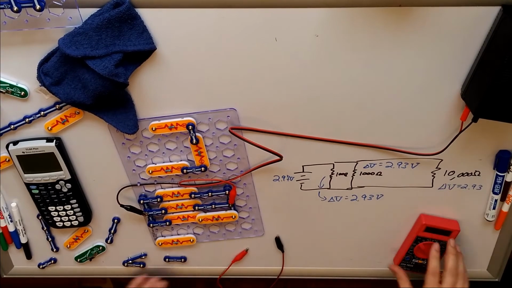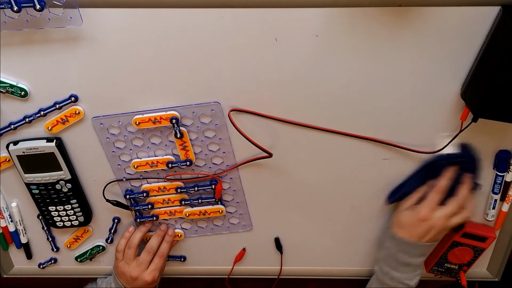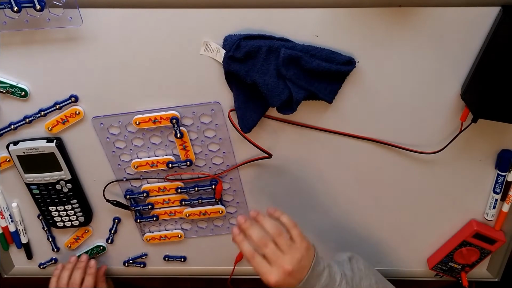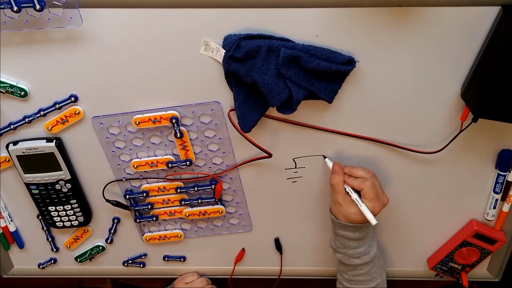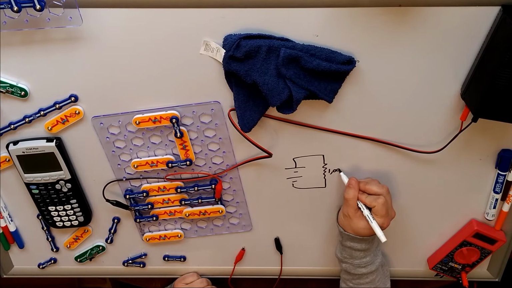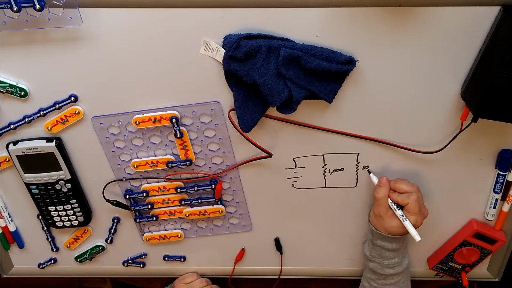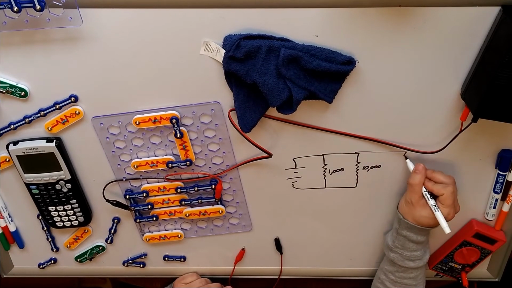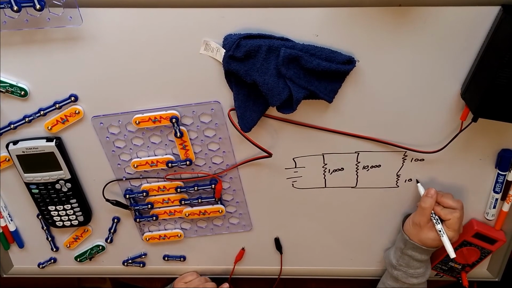Okay, let me draw this out real quick just so we can see it clearly, because that's a bit of a change. Okay, so let's see. I've got my battery here. I got one branch that comes down like this, and that's my 1,000 ohm. Another one that comes over here, that's my 10,000 ohm. And then one over here, which is 100 and 100.